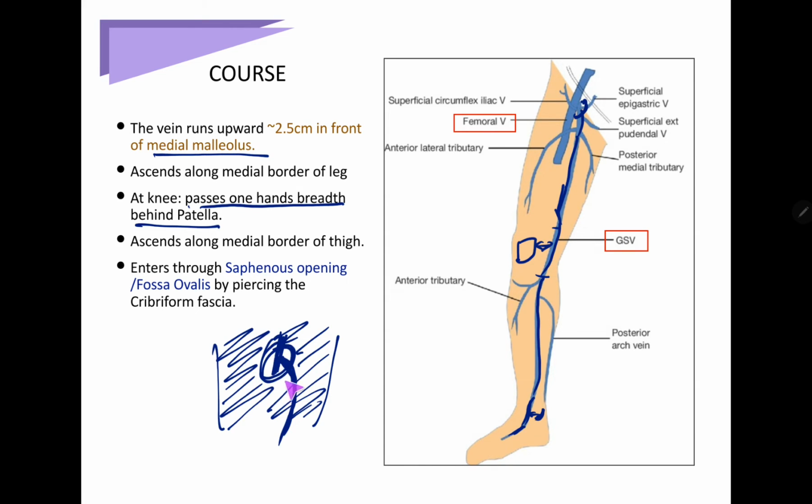Now this opening, yes, it is defective, but it does have a very thin layer of fascia, which again is very thin and has multiple perforations. That's why it's called cribriform. And it is by piercing this fascia in the saphenous opening that it reaches the femoral vein.